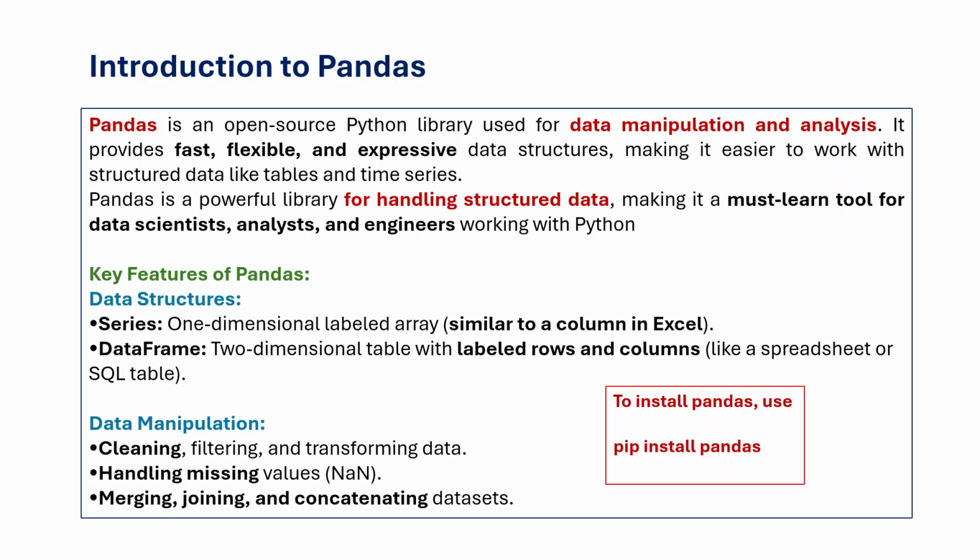Pandas helps us to perform different data manipulation operations. Cleaning: it allows us to clean data, filter required information, and transform data into a suitable format. How to handle missing values: Pandas can also handle missing values represented as None. For example, if a customer dataset contains missing phone numbers, Pandas can identify and handle those missing values. Pandas also supports merging and joining multiple datasets.